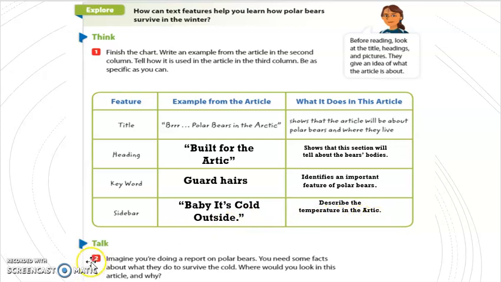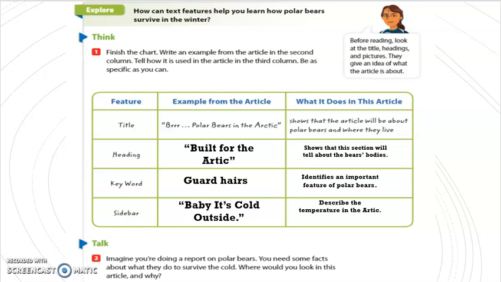Well, down here for number 2, it wants us to talk. Since it'd be difficult for us to talk, I want you to talk it over with mom or dad, or even your sister or brother, and discuss what it wants us to think about right here. It says, imagine you're doing a report on polar bears. You need some facts about what they do to survive the cold. Where would you look in this article and why? So think about that, and you can go ahead and put the video on pause again and chat about that and come back and meet me right back here, and let's see what we discovered.